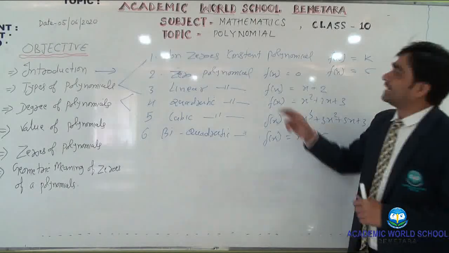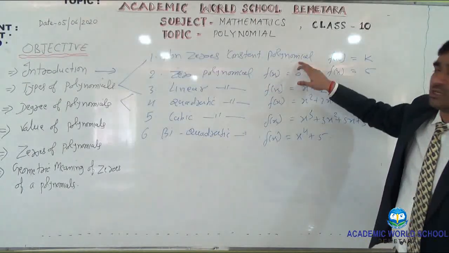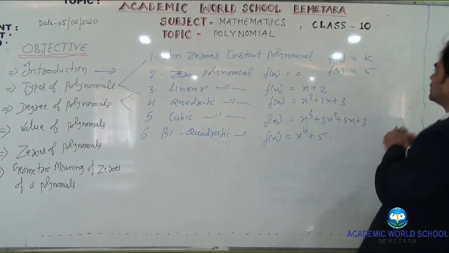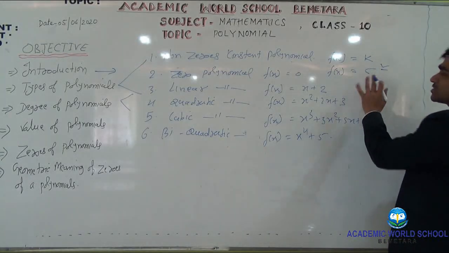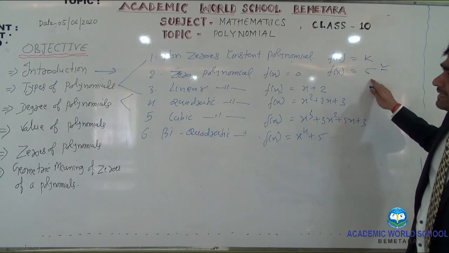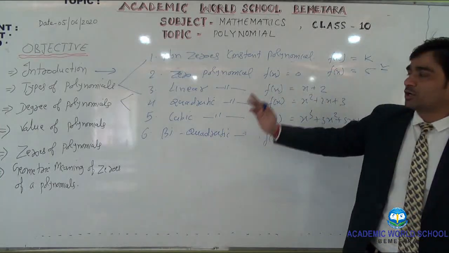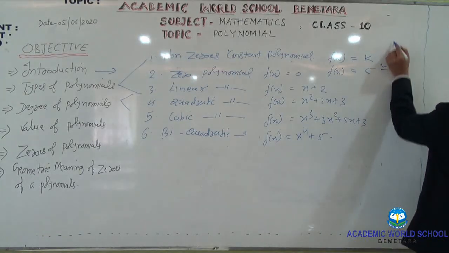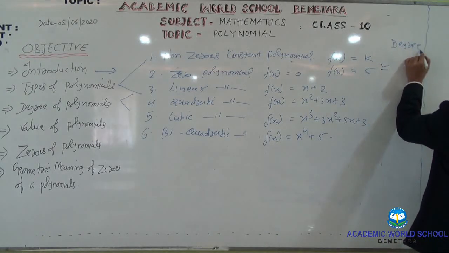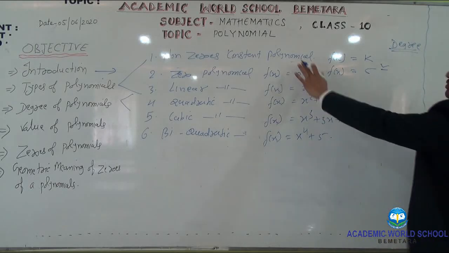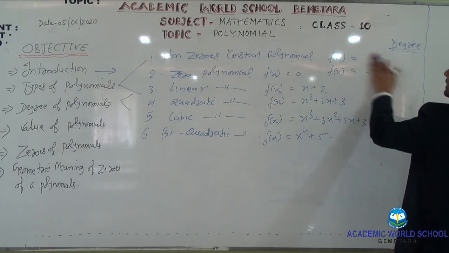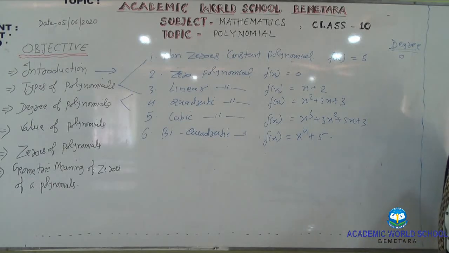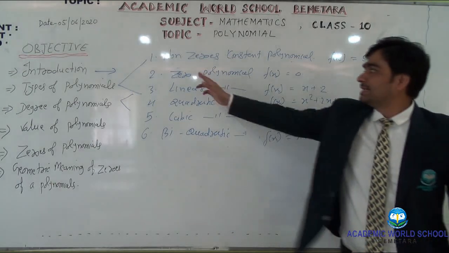Highest power, it means that, see, in a non-zero constant polynomial, that means f(x) equals k, f(x) equals 5, let's suppose. So in that condition, variable x is not used in the polynomial. So in that, the degree of this polynomial is 0. So in a non-zero constant polynomial, the degree is 0. But what will happen in a zero polynomial?